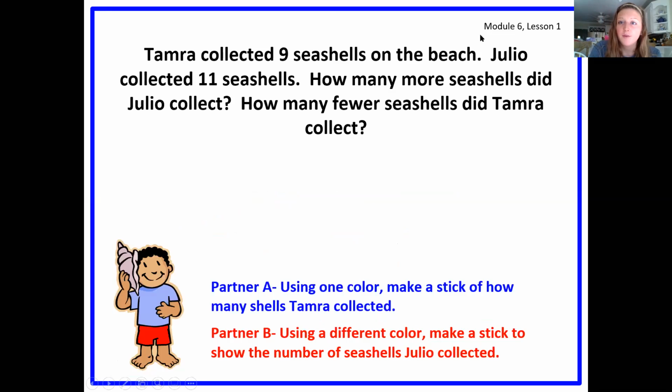All right, so this one says, Tamra collected 9 seashells on a beach. Julio collected 11 seashells. And how many more seashells did Julio collect and how many fewer seashells did Tamra collect? All right, so what I want us to do first is go ahead and draw how many Tamra has and how many Julio has. So what I'm going to do is circle my numbers that I know with the name, okay? I have 9 seashells right here.